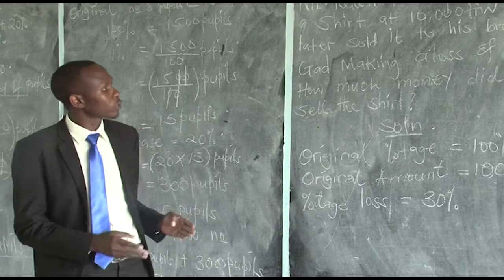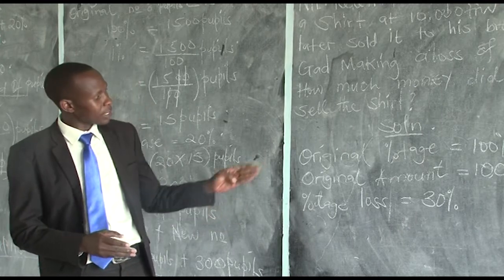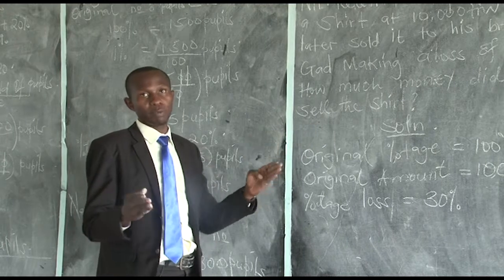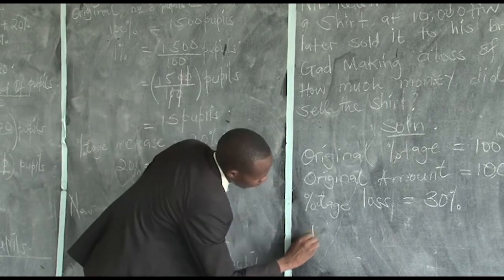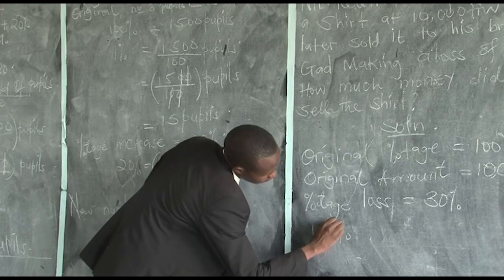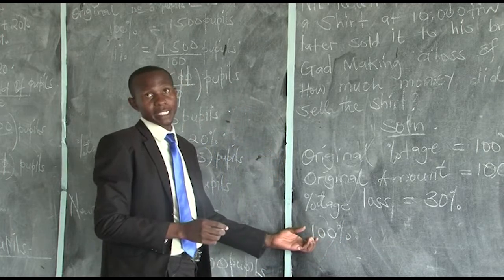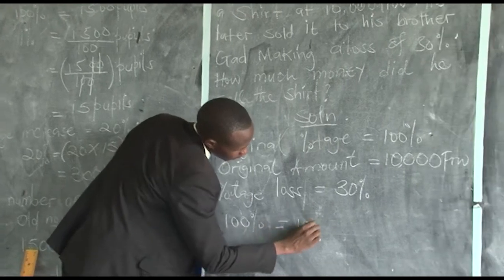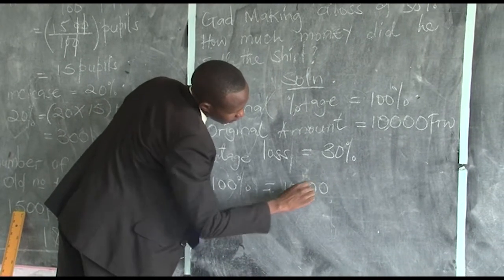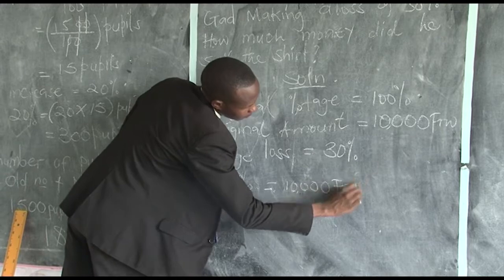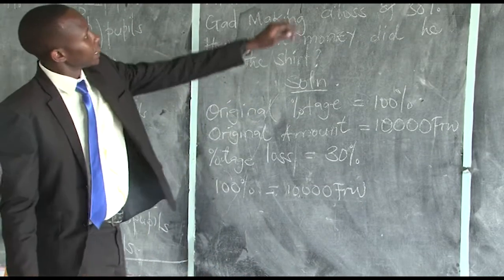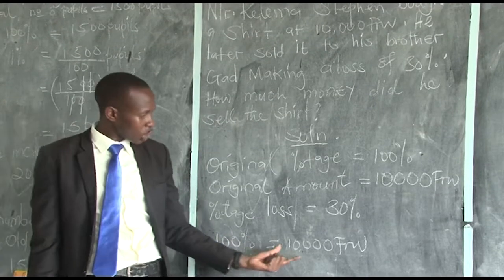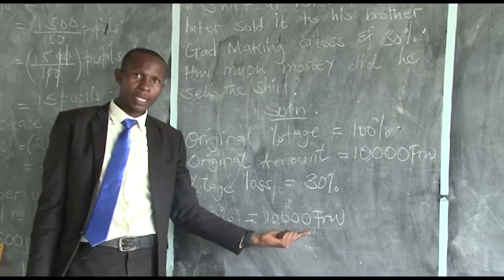After there, we can also say 100%, which was the original percentage, gives us the original amount of money. So we shall say 100%, that was the original percentage, gives us the original amount, which was 10,000 francs. According to the question, this is our original amount. So 100% gives us the original amount as 10,000.